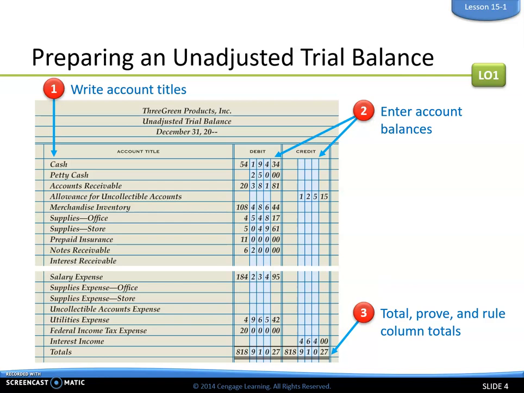Then once all of our accounts and balances are listed, we single line rule. Remember, single line rule just means that we are totaling up those columns. We label it as totals. We add up our debit column and our credit column. We make sure that our debit and our credit are equal. Once they are equal, we double line rule, and that double line shows that those two numbers are equal.